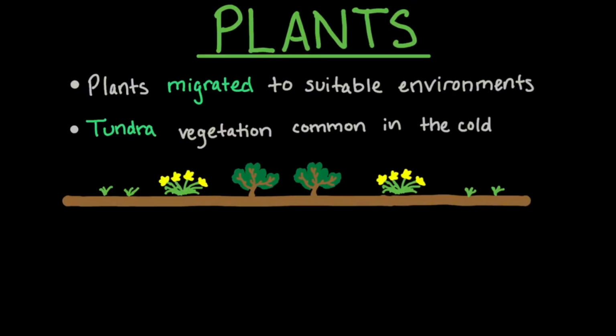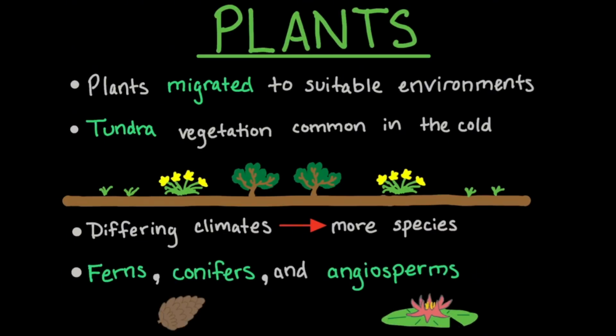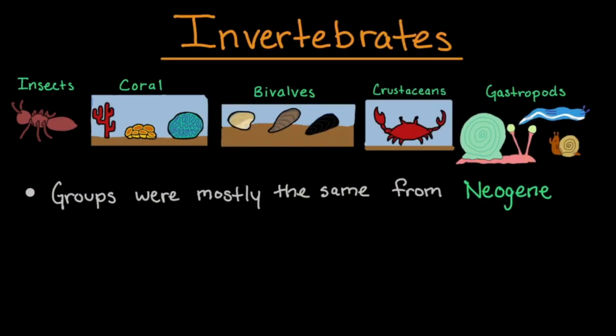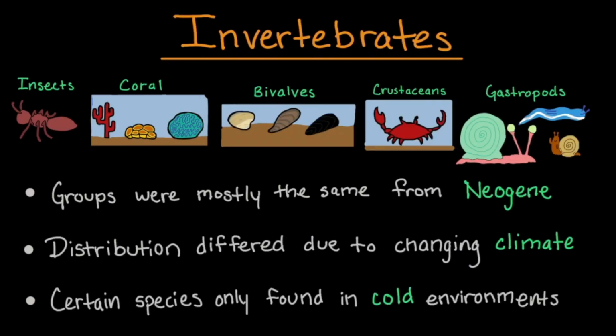The Quaternary had many plants due to such differing climates. This allowed for more opportunities for specialized species. Ferns, conifers, and angiosperms, like grasses, continued to play an important role. Invertebrate groups remained largely the same from the Neogene. Their distribution greatly differed due to climatic conditions. Certain species were only found in cold environments. These fossils are good indicators of past temperatures in specific areas.